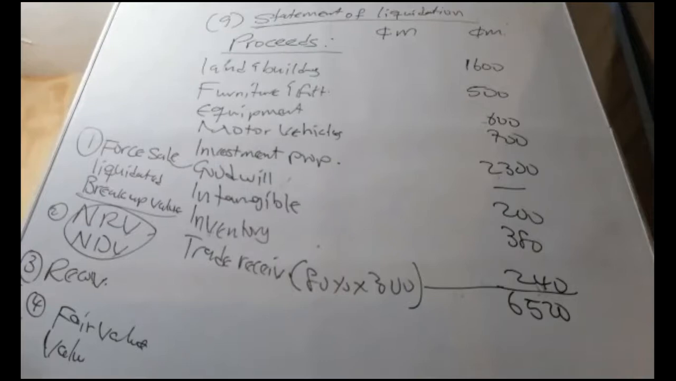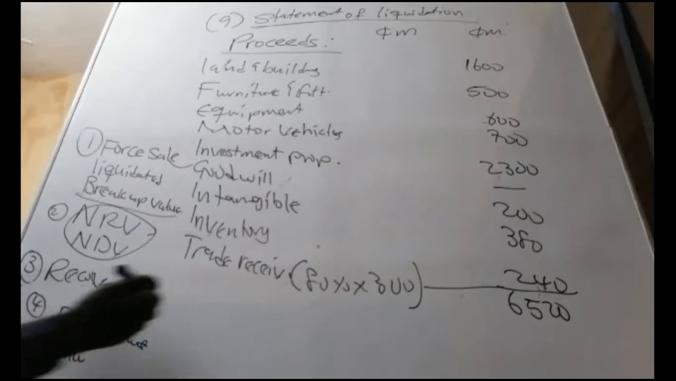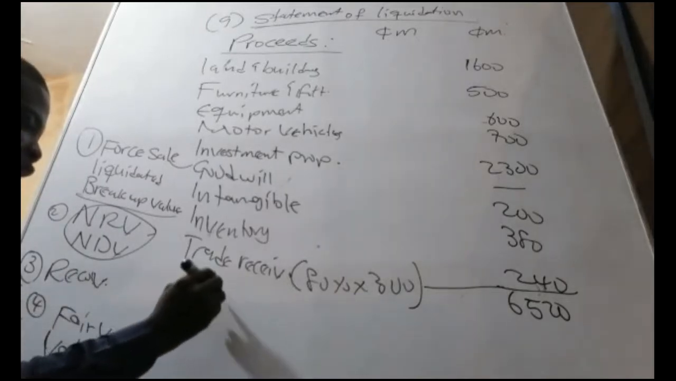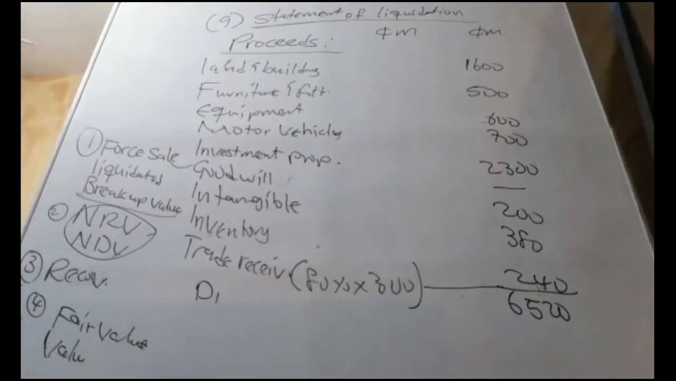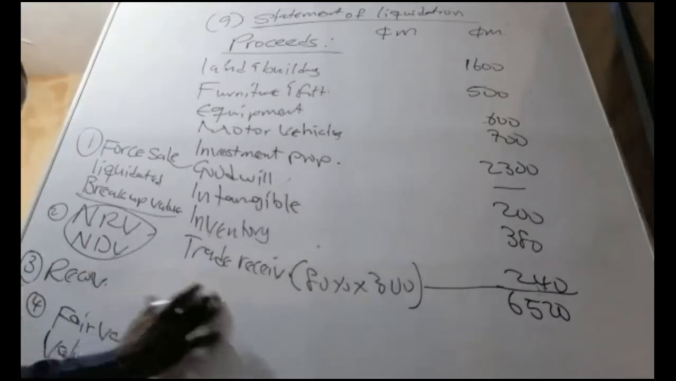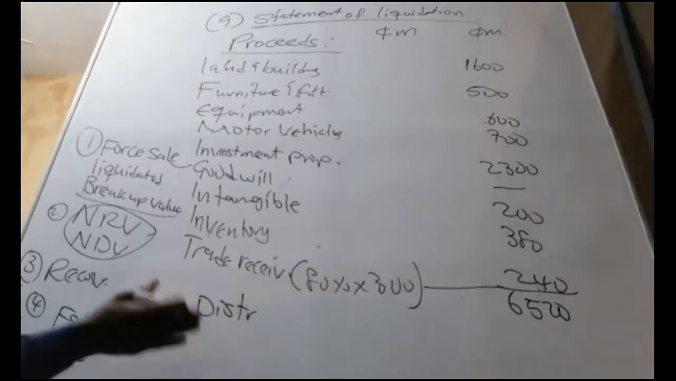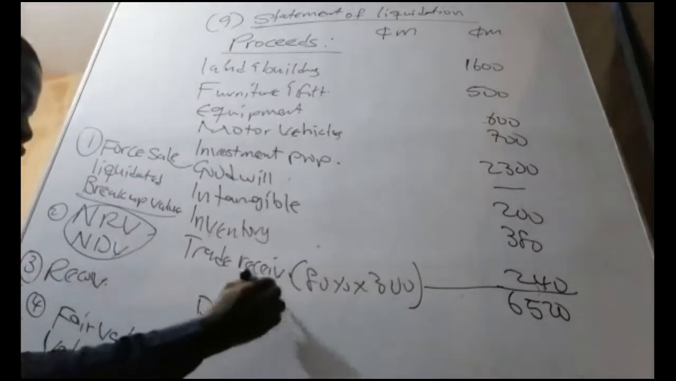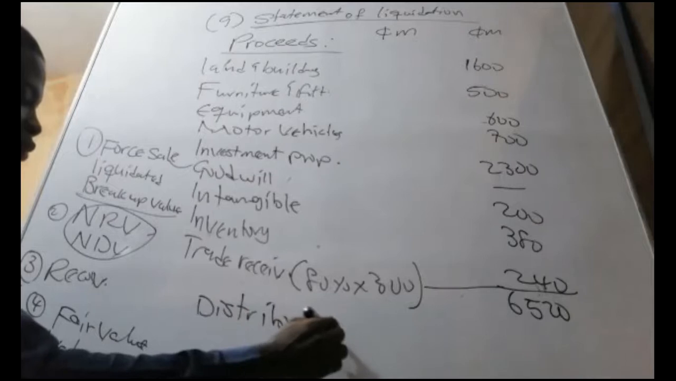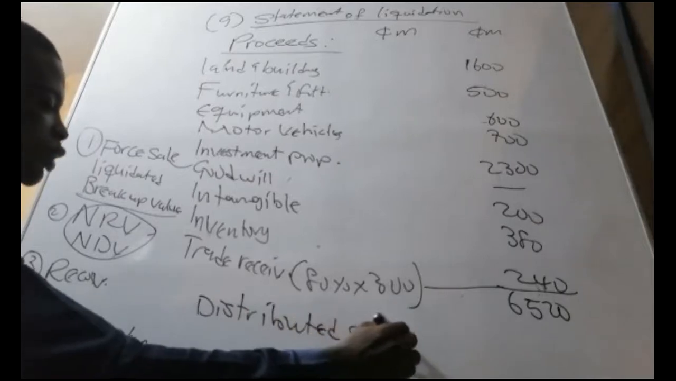Now, when you get this figure, the total proceeds, tell the examiner that it should be distributed as follows. So you say distributed as follows. So distributed, down should come down beneath it. Distributed as follows.